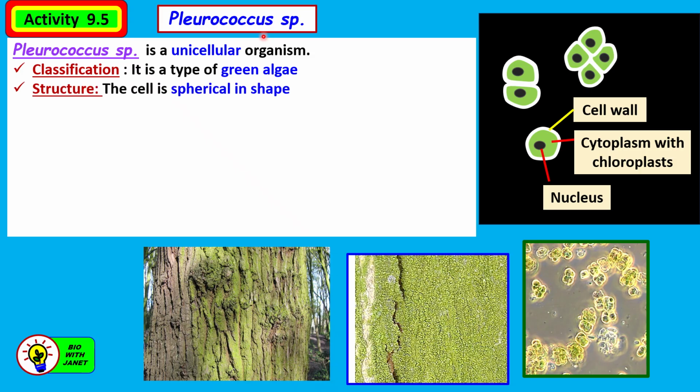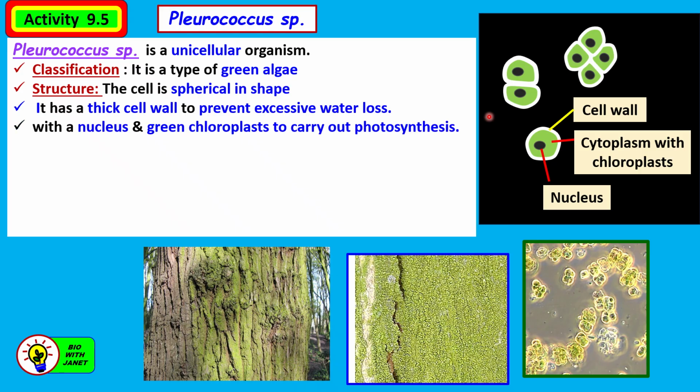The structure. The cell is spherical or rounded in shape, as you can see in this picture here, and also in this photo here. And it has a thick cell wall, as shown in this diagram. And you can see here the thick cell wall, which helps to prevent excessive water loss. But it's still sensitive to heat and bright light.